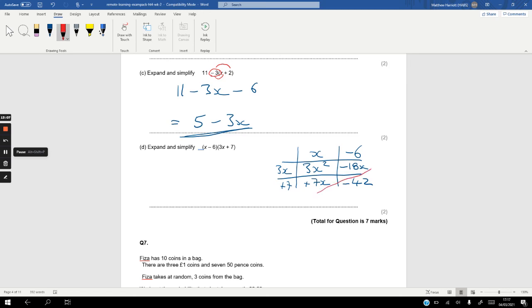Now, these 2 boxes will simplify together because they're both terms that have x in them. So I'm going to have 3x squared plus 7x minus 18x leaves me with -11x. Okay, so it's plus 7 minus 18. It's going to be a negative number, minus 11. And then minus 42. And that is my answer. I'm going to pause it there, and then question 7 will start with the next video.